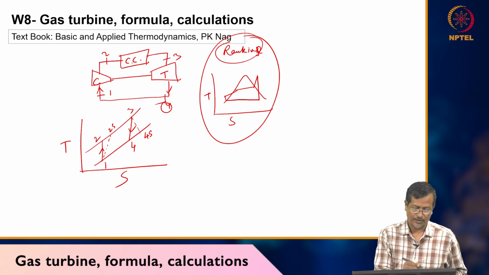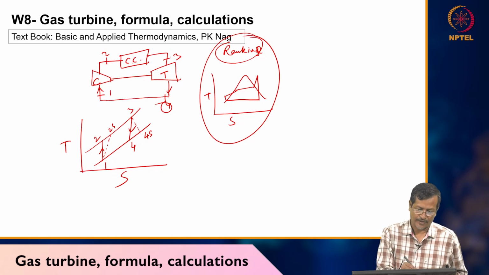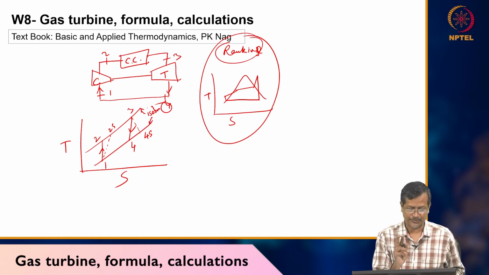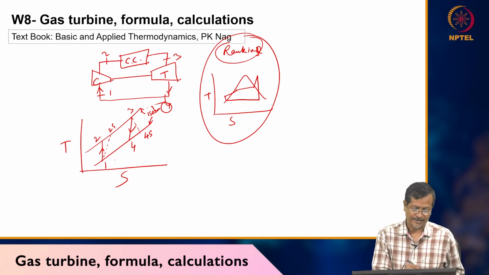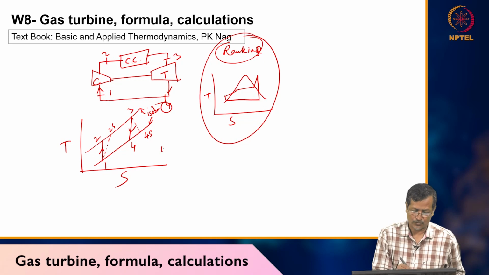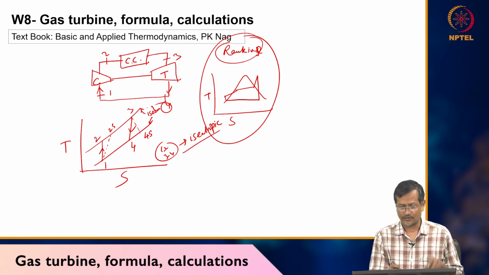It has two isobaric or constant pressure processes, 2 to 3 and 1 to 4, and two isentropic processes, 1 to 2 and 3 to 4. The ideal cycle will have two isentropic and two isobaric processes.